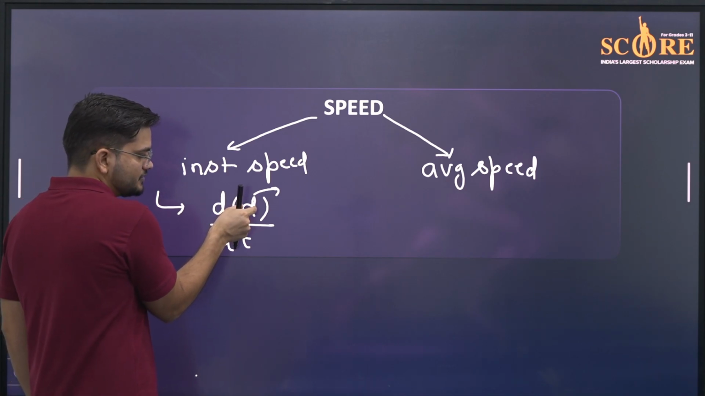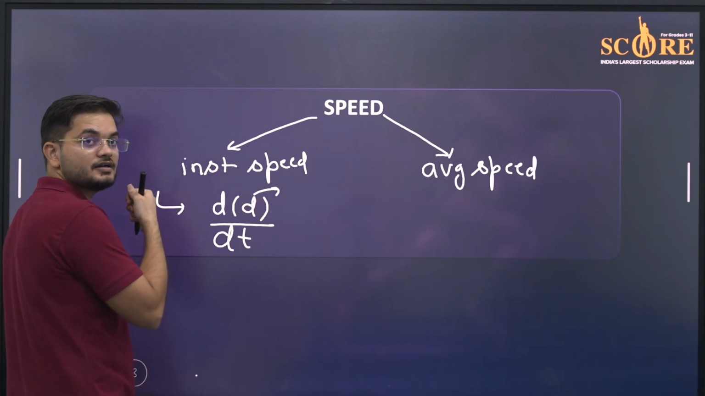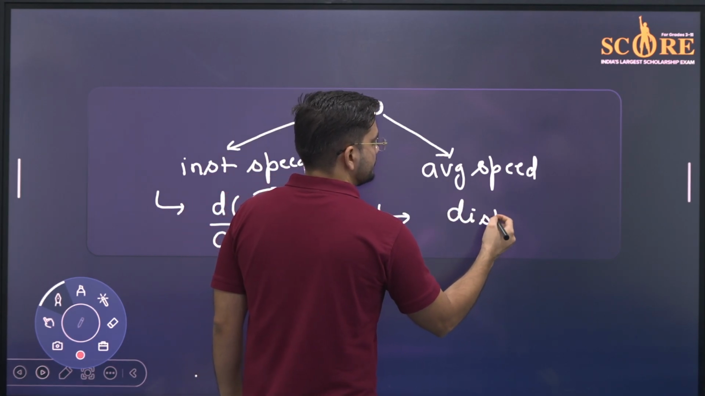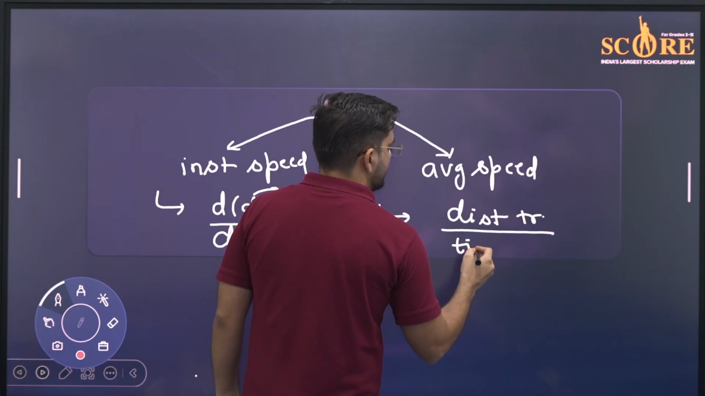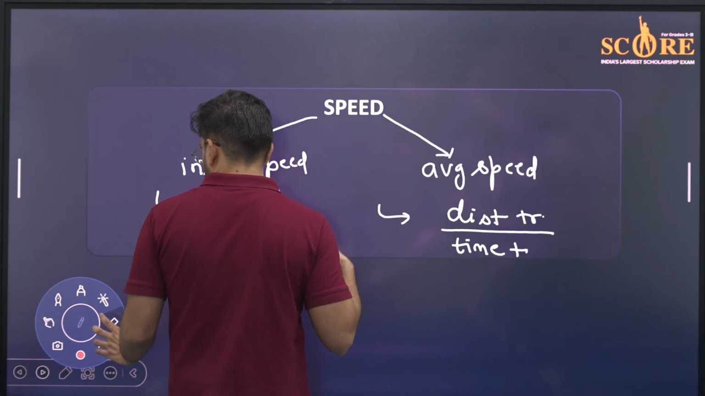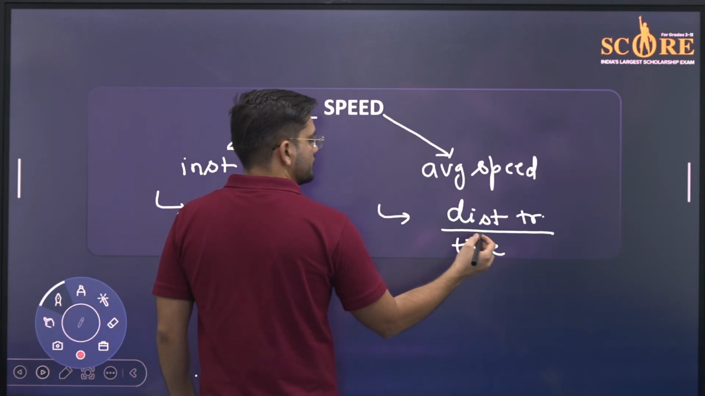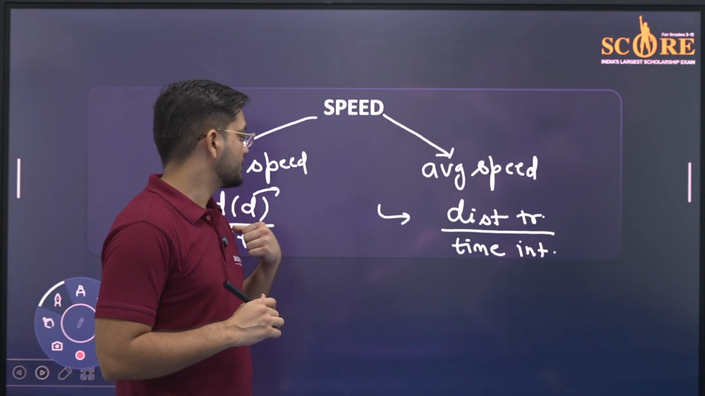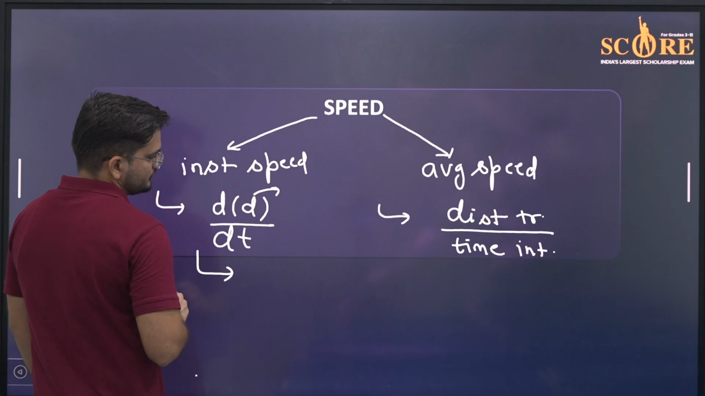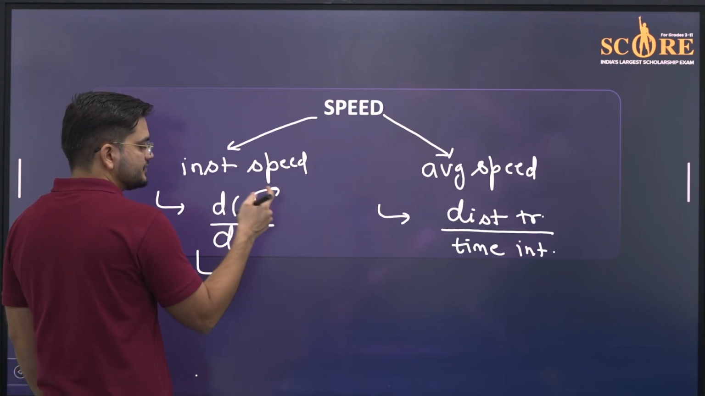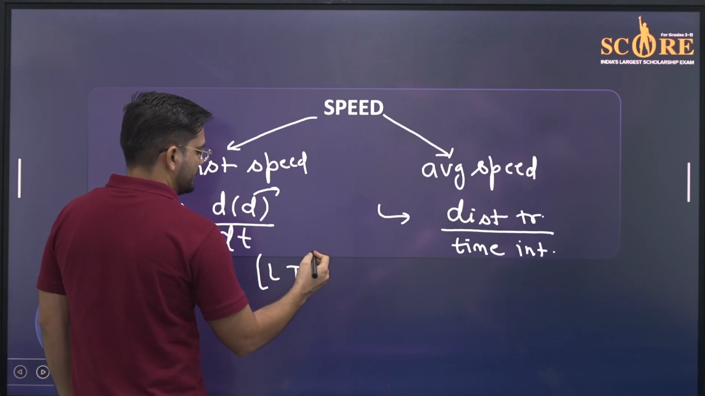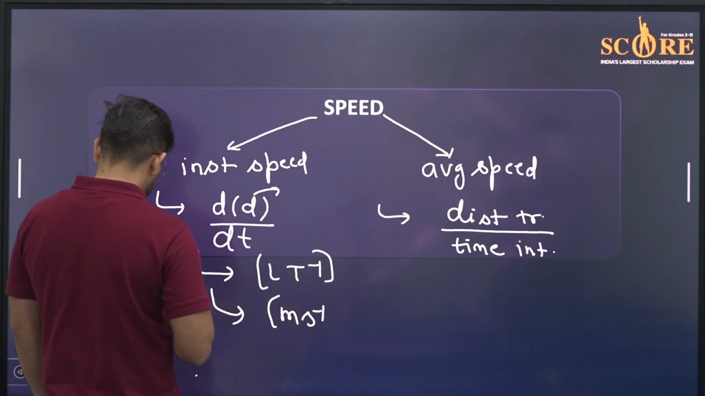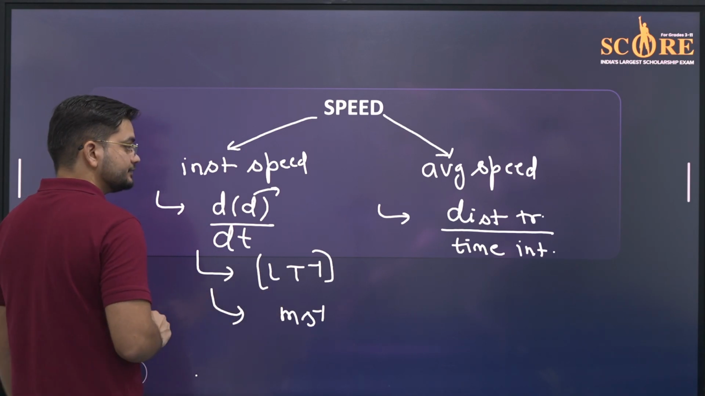So what will the differentiation of distance traveled with respect to time give? Instantaneous speed. And what is average speed? Total distance traveled by the particle divided by time interval is known as average speed. You got the point? If we talk about dimensional formula, it will be the same as velocity, LT^-1, and the SI unit will be meter per second. Clear?